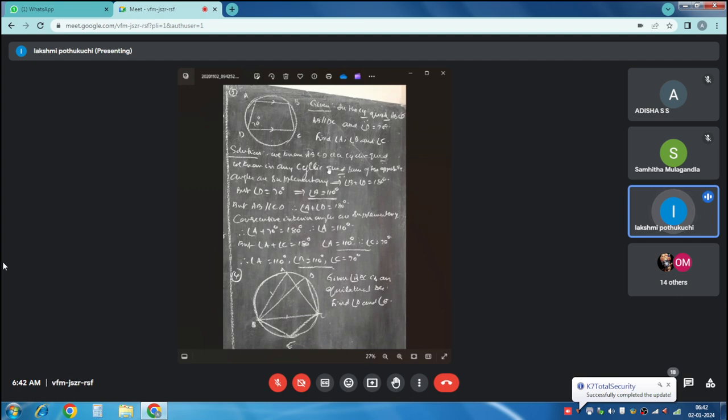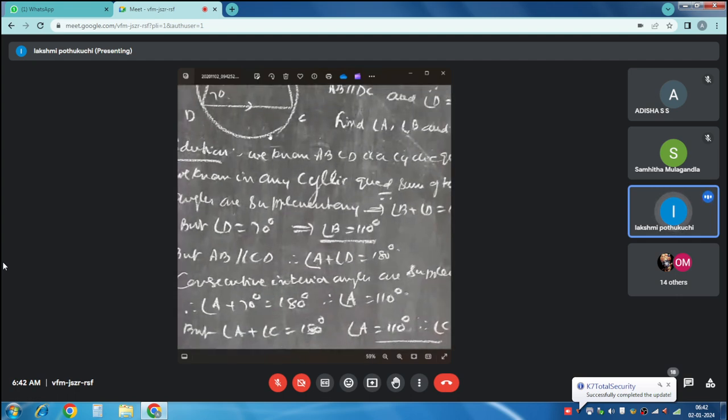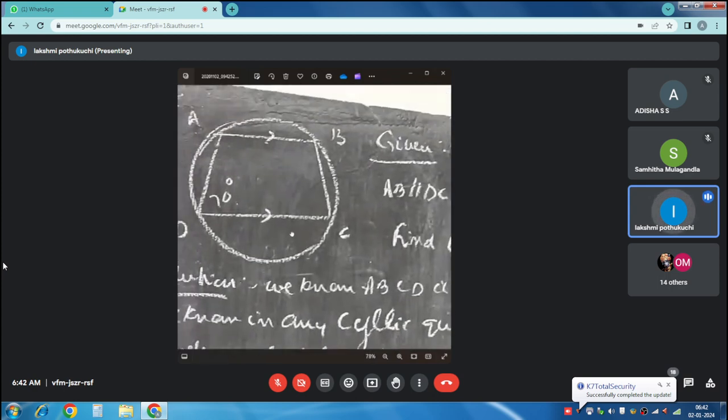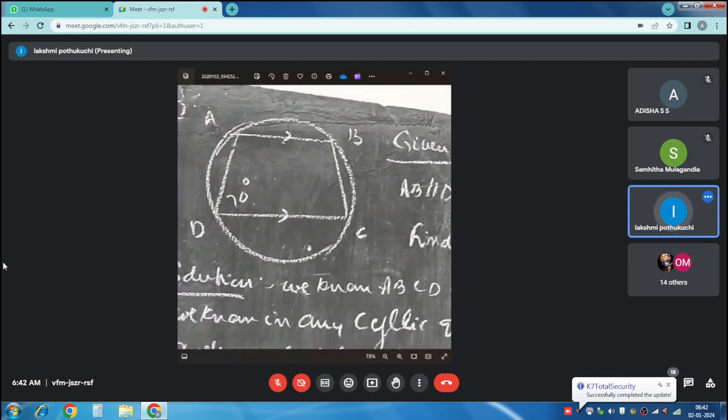Third problem, children, look at the presentation. A cyclic quadrilateral ABCD is drawn inside the circle and it is also a trapezium. How do you know it's a trapezium, children? One pair of opposite sides are parallel. Very good. AB is parallel to CD, so it is a trapezium.